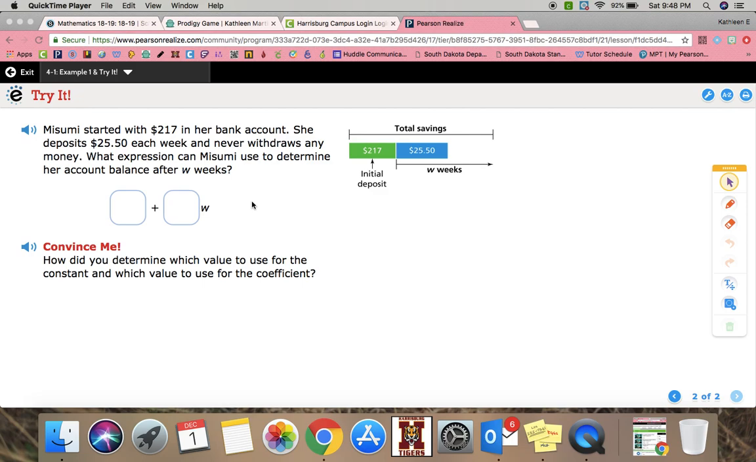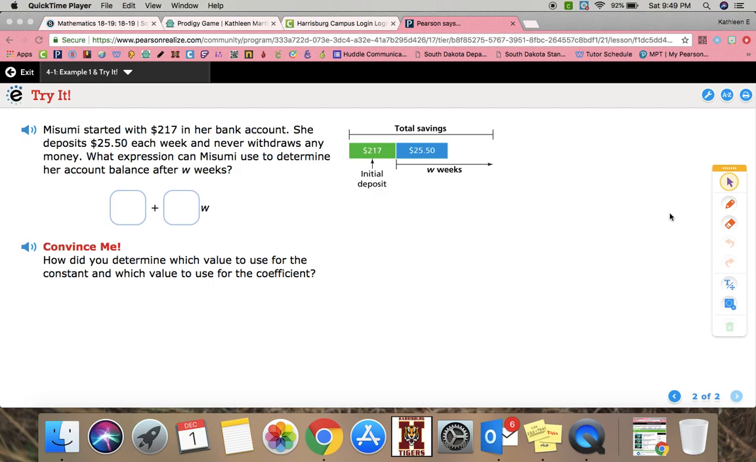So in this equation, we have to know how to write an equation and then how to solve an equation. So this one here says Masumi started with $217 in her bank account. She deposits $25.50 each week and never withdraws any money. What expression can Masumi use to determine her bank account balance after W weeks? Okay, so this is a writing an equation problem.